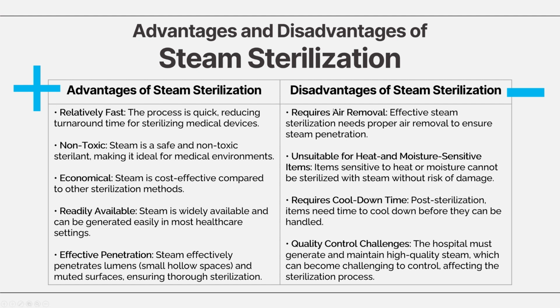So it requires air removal. So air is a barrier to steam. Proper air removal through vacuum or gravity displacement is critical to allow steam to contact all surfaces. A failure will lead to a failed sterilization cycle.